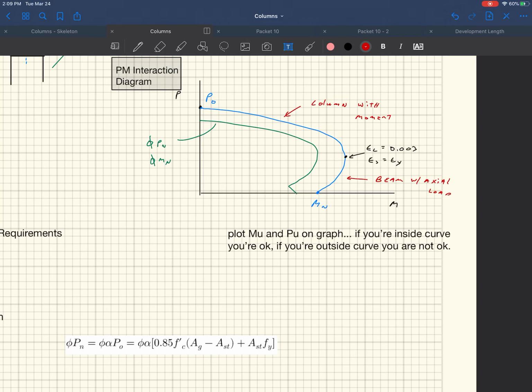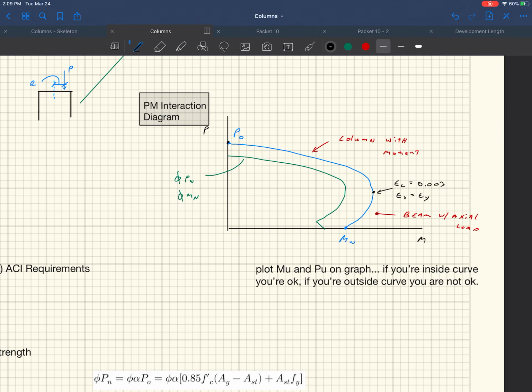And so what you would do is you come in and say, all right, I'm going to plot this guy. This would be a plot of PU, comma, MU, right? In that particular case, we're okay, because we're inside of this curve. If you plotted it out here, PU and MU, and you're outside of there, you are no good, because you're outside of that curve.